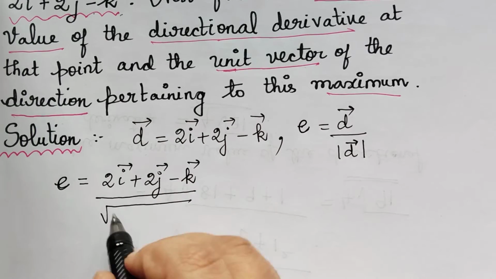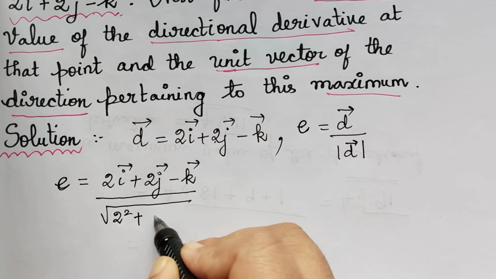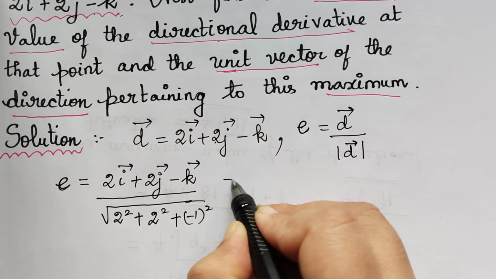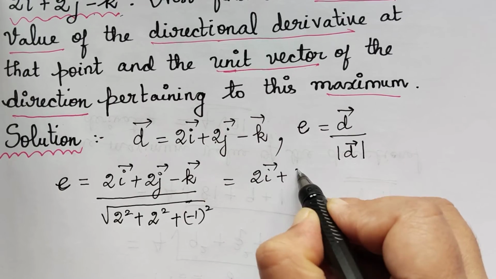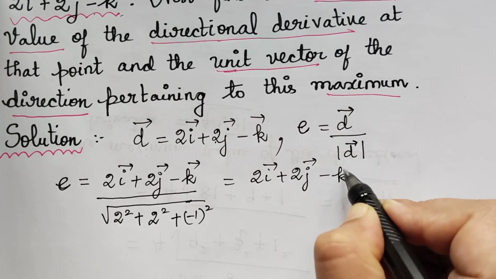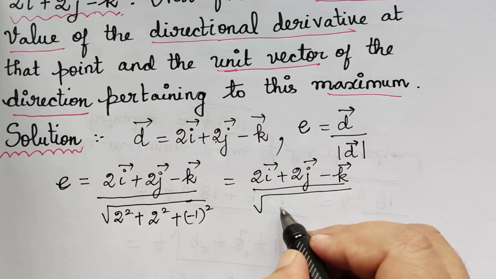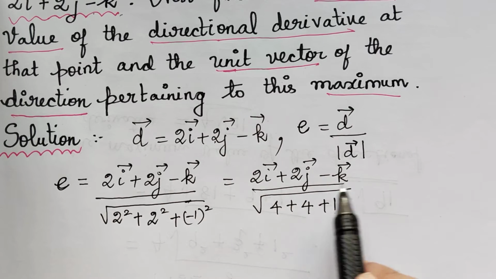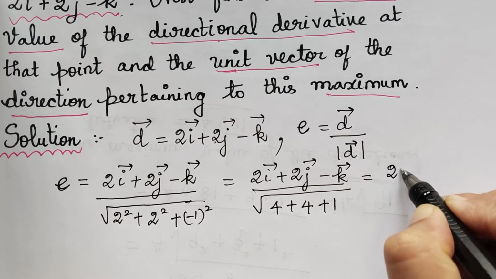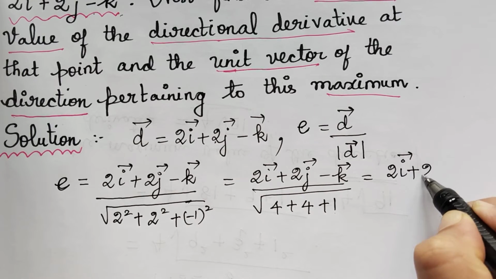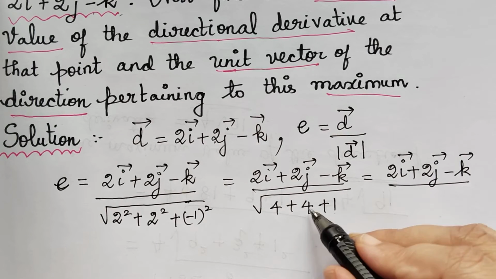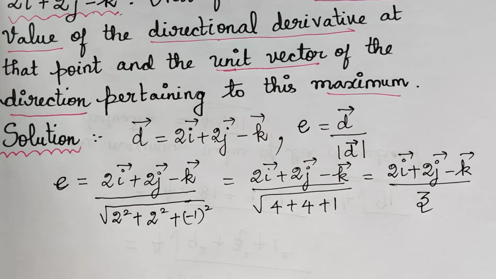Now if you see, 2 square plus here also you have 2, so 2 square plus here you have minus 1, so minus 1 square. So that is equal to 2i vector plus 2j vector minus k vector divided by square root of 4 plus 4 plus 1, which is 8 plus 1, 9. So square root of 9 is 3, and therefore the unit vector pertaining to this direction is 2i plus 2j minus k vector divided by 3. So this is the unit vector. Now after finding the unit vector, we shall find nabla phi.